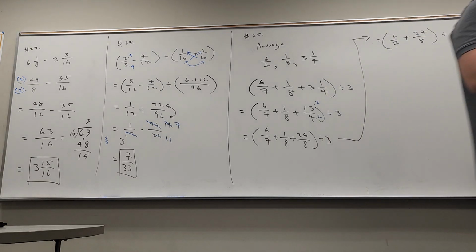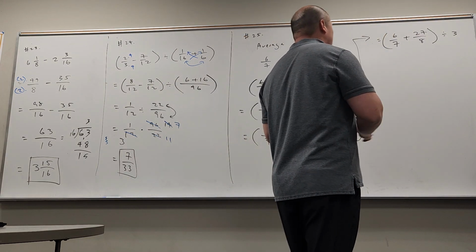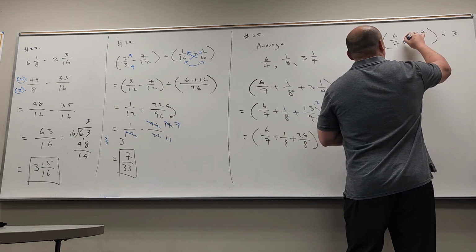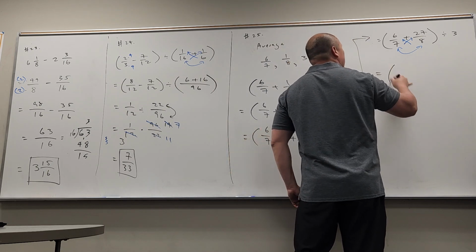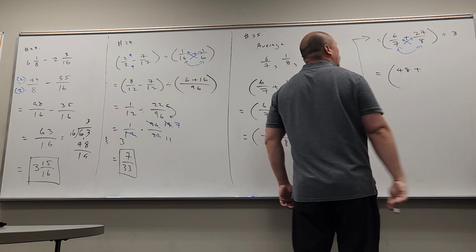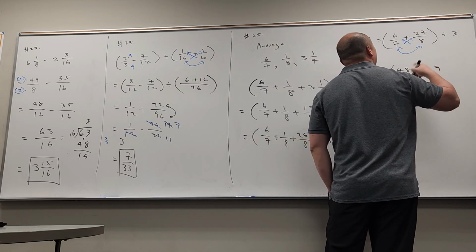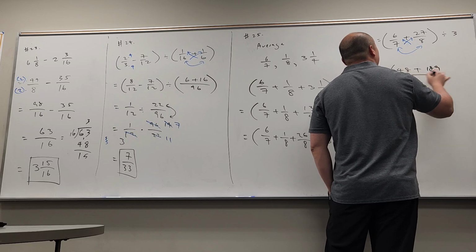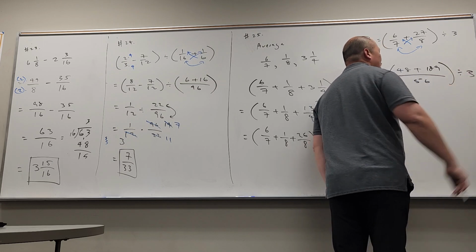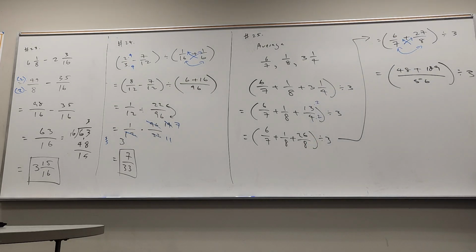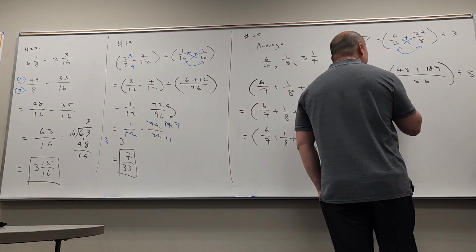And now I can do what I do best. I can now do the smiley face. So that'll be 6 times 8 is 48. 27 times 7, oof, I don't know, 189. That'll be 189 over 56, divided by 3. Then 48 plus 189 is what? 237.